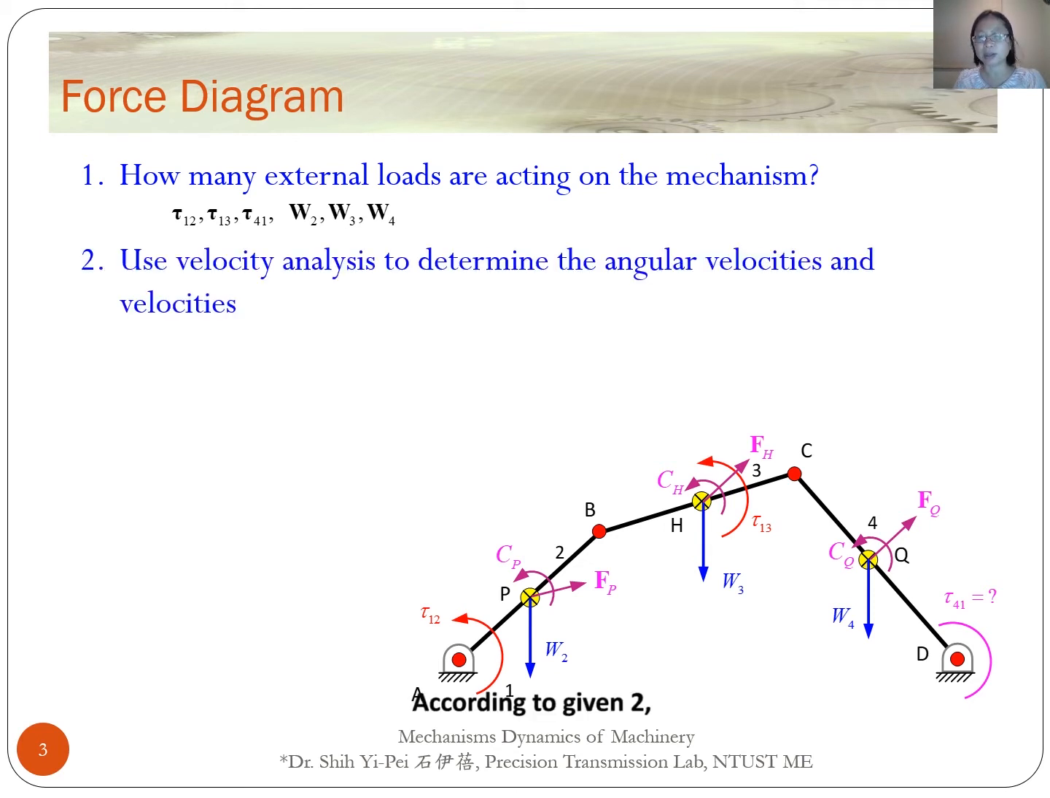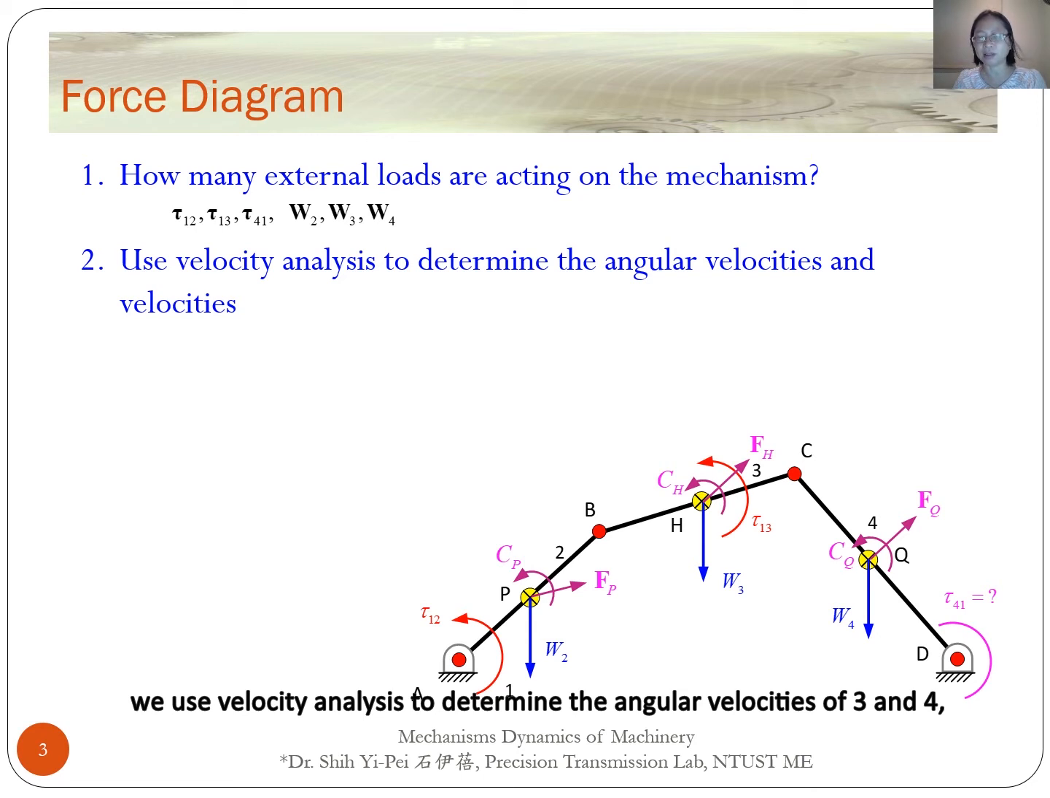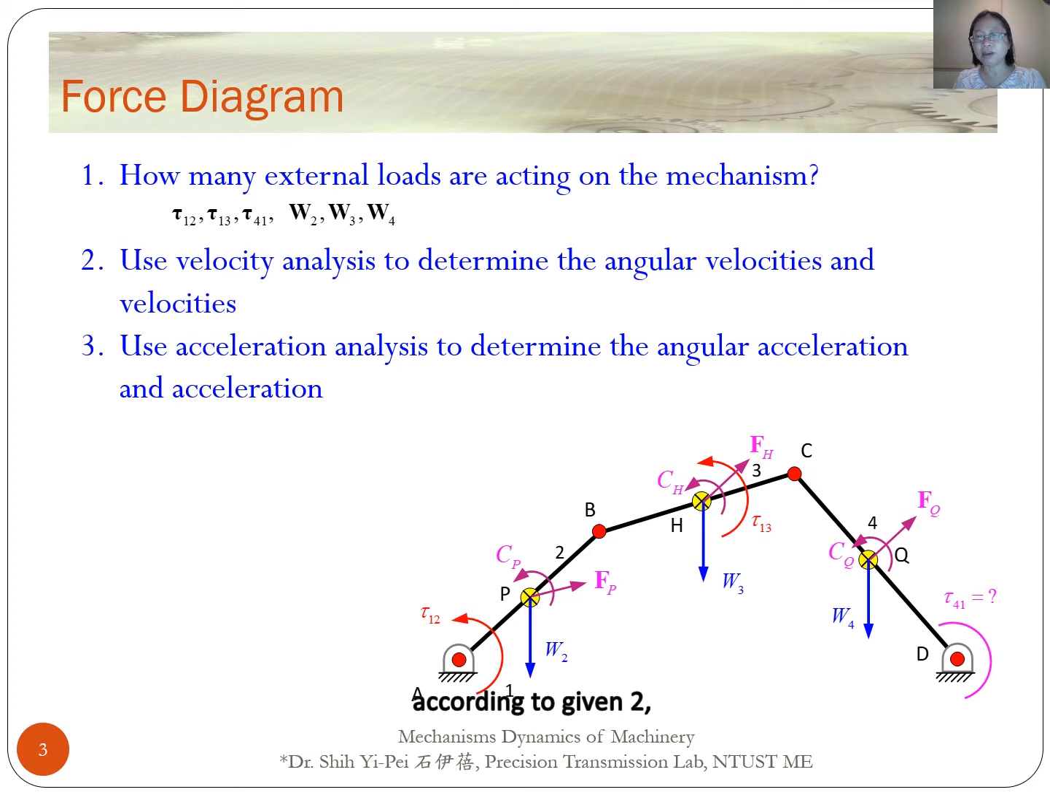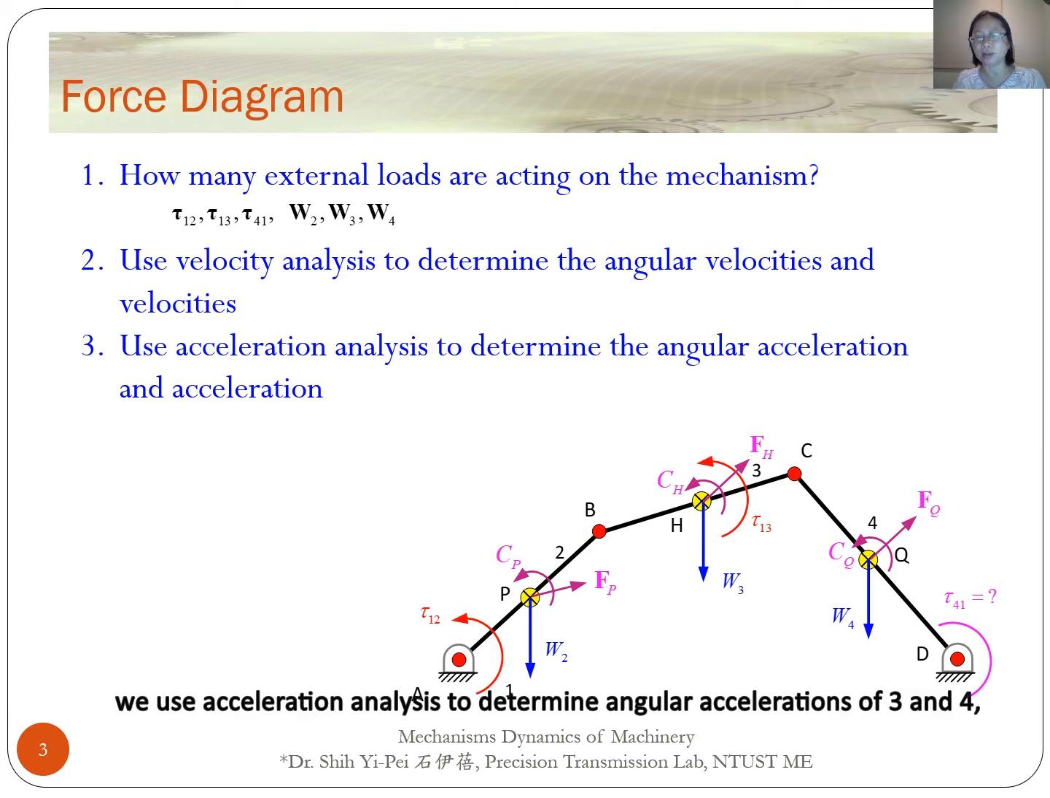According to given omega-2, we use velocity analysis to determine the angular velocities omega-3 and omega-4, and the velocity of points P, H, and Q, which the weights W2, W3, and W4 act on respectively. According to given alpha-2, we use acceleration analysis to determine angular accelerations alpha-3 and alpha-4, and then to determine accelerations of points P, H, and Q.